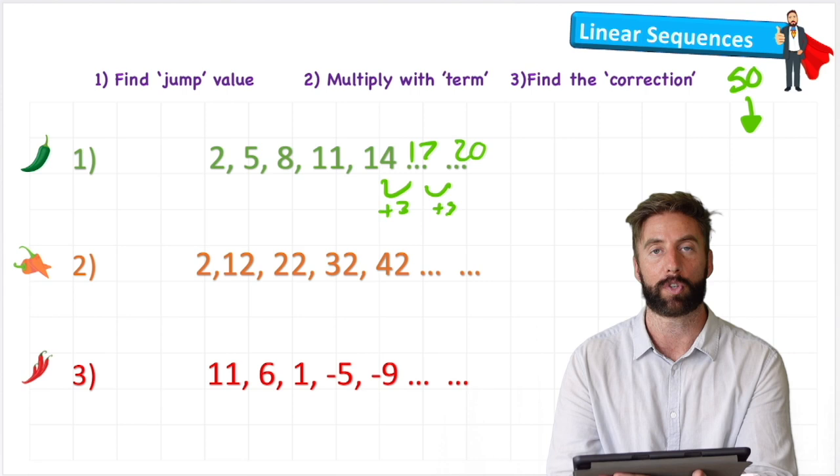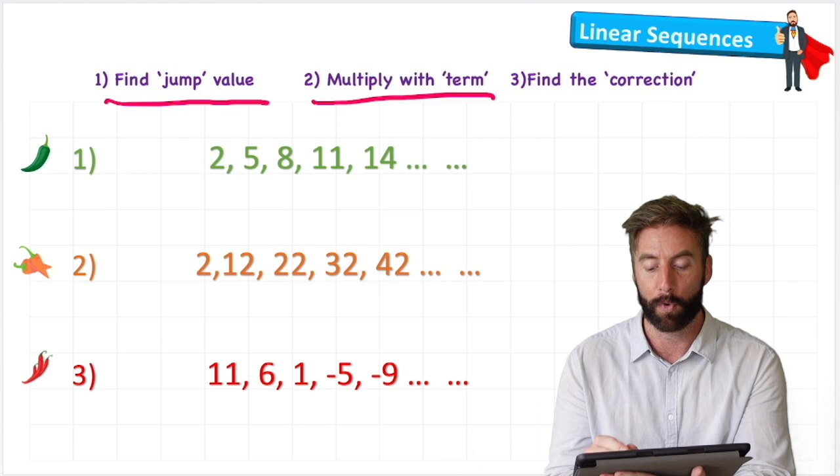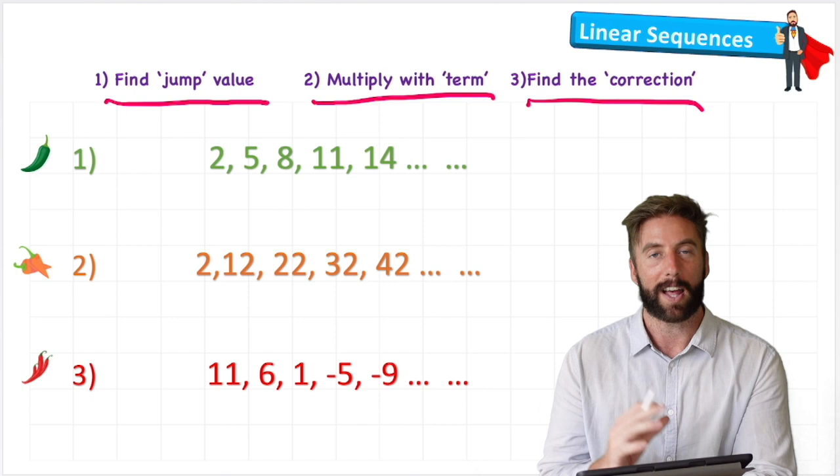So the first thing we're going to do is find the jump value, the value of the difference between the numbers in our sequence. Then we're going to multiply it by the term, and we're going to understand what that means. And then we're going to find the correction. So that probably doesn't mean too much to you at the moment, but that's all right. That's what we're going to look at here today.